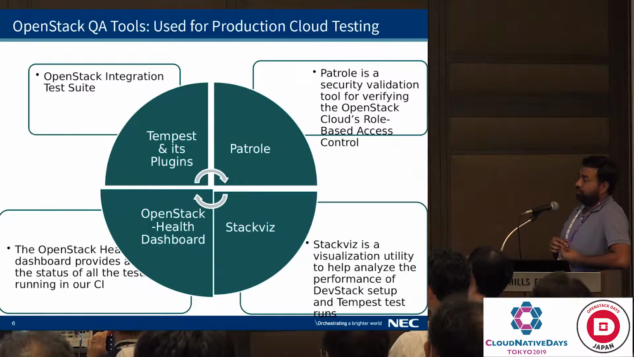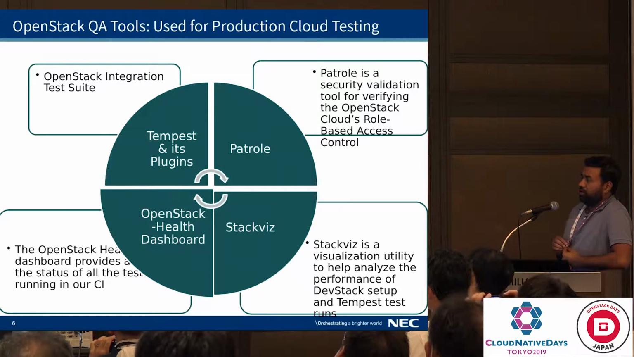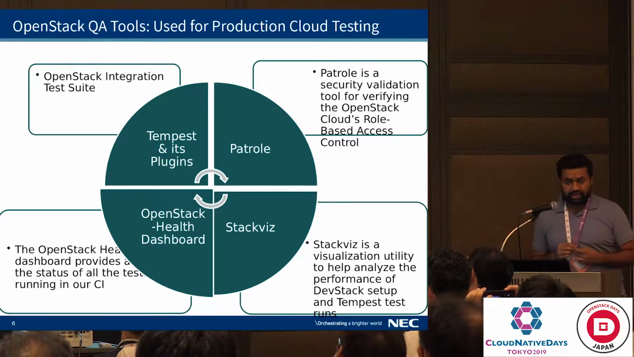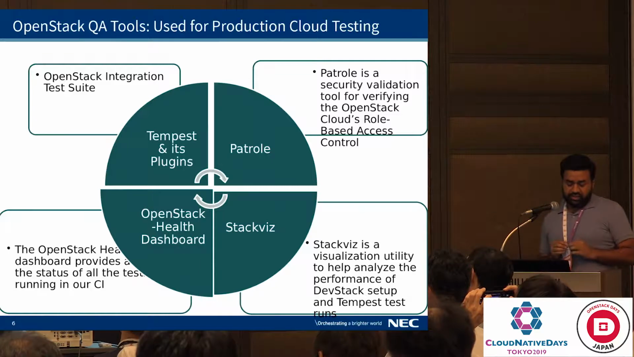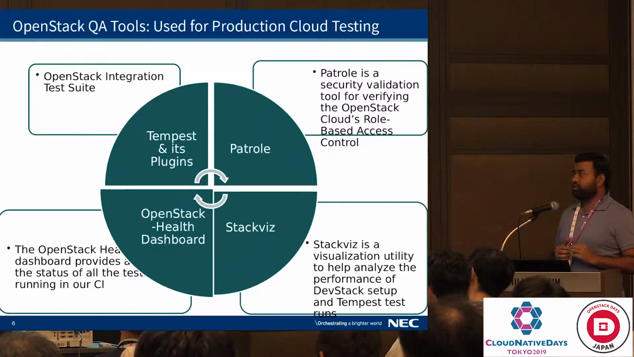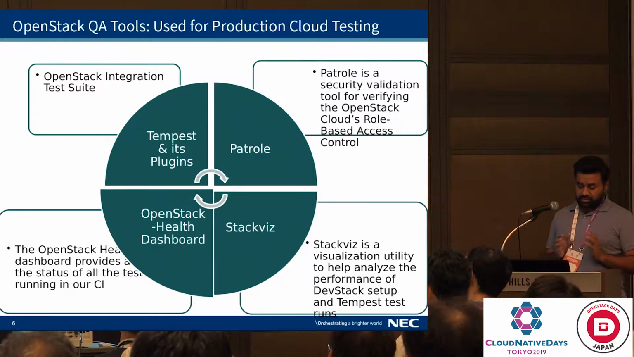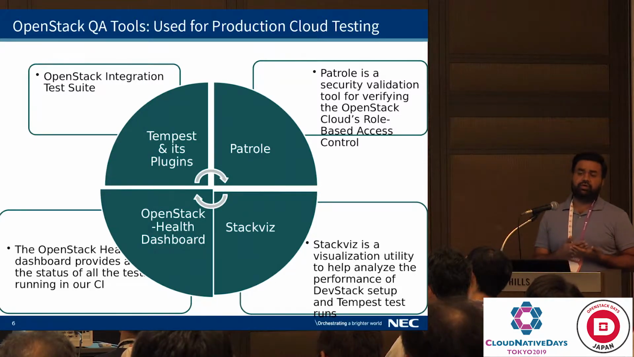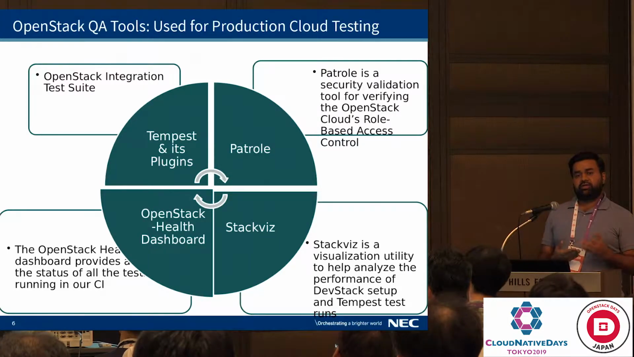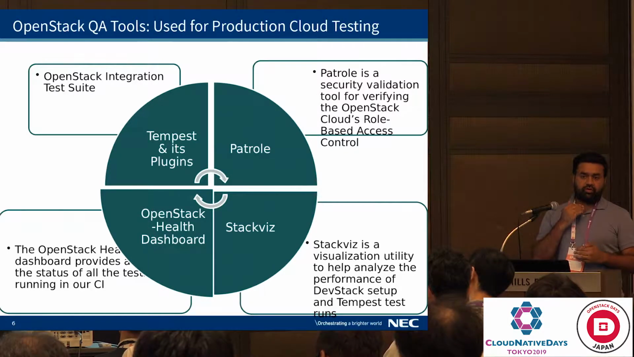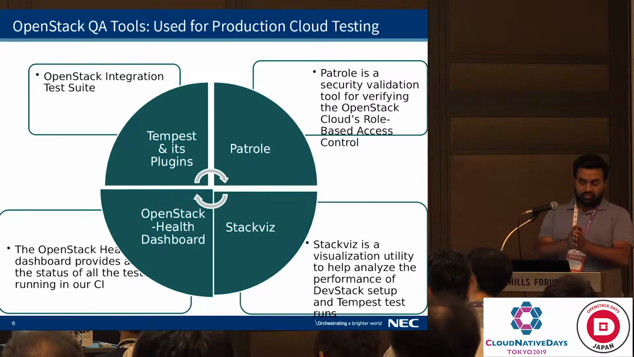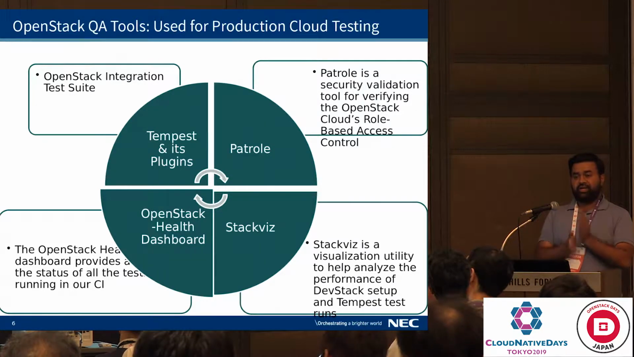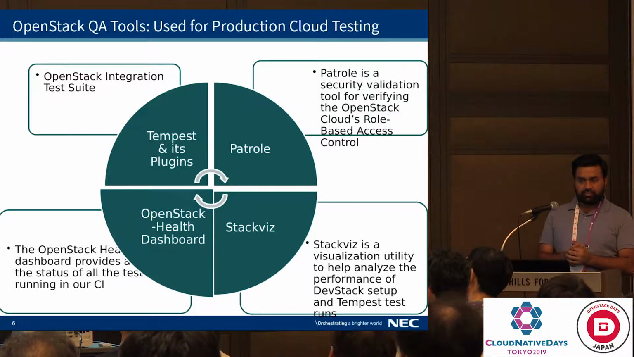So if we talk about which tools we can use on the production side, I picked these four tools. One is Tempest, which you might know, and its plugins. Tempest is an integration testing tool. It provides a framework to write Tempest-like tests. A Tempest-like test is nothing but calling your OpenStack APIs, interacting with different services, and verifying the behaviors.